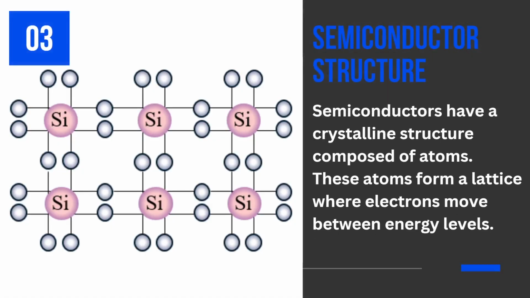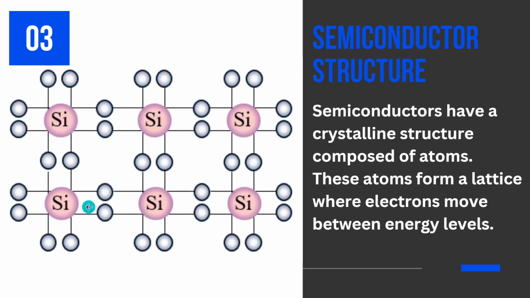So what is the semiconductor structure? Semiconductors have a crystalline structure composed of atoms. These atoms form a lattice where electrons move between energy levels. The energy band structure of semiconductors is crucial for understanding electron flow. So this actually means that all semiconductor materials have a crystalline structure, meaning that, as you can see, we have right here in this image six atoms.